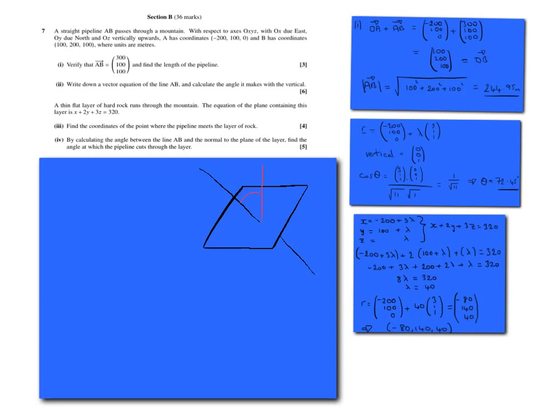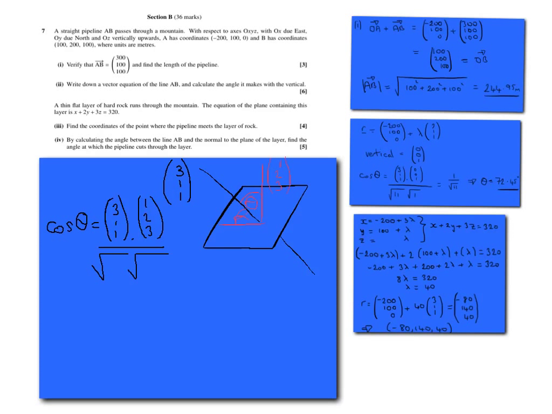However, to find the angle at which the pipeline cuts through the layer, we're actually looking for the angle here. So we can find theta and then subtract it from 90 degrees to find alpha. As you can see, we're trying to find the angle between the vectors (1, 2, 3) and (3, 1, 1). That's the normal and the direction of the line.